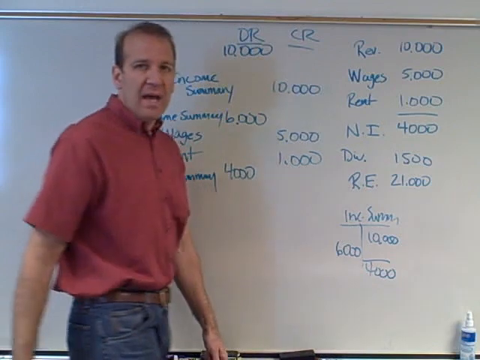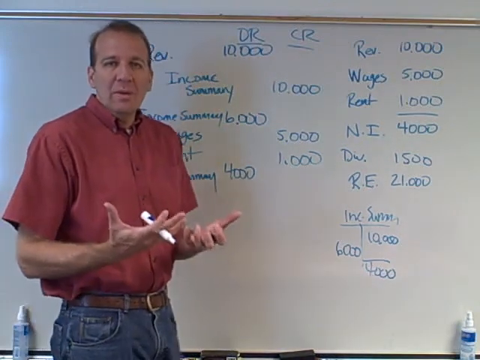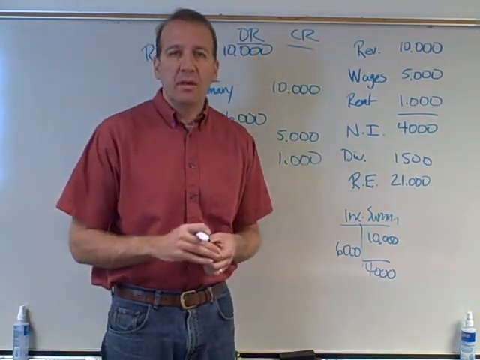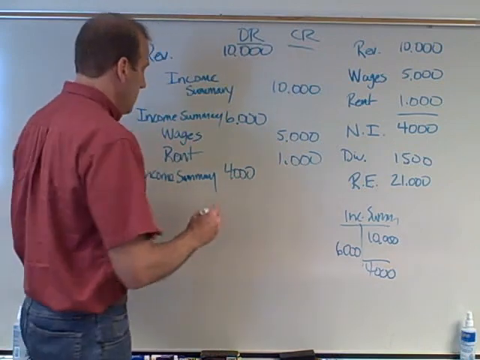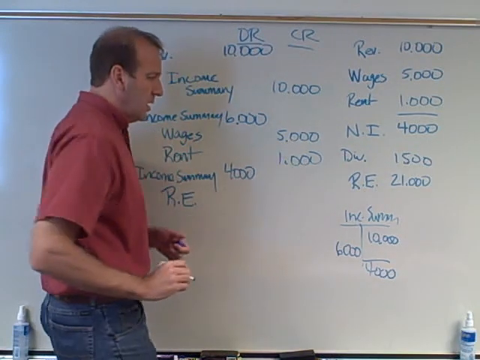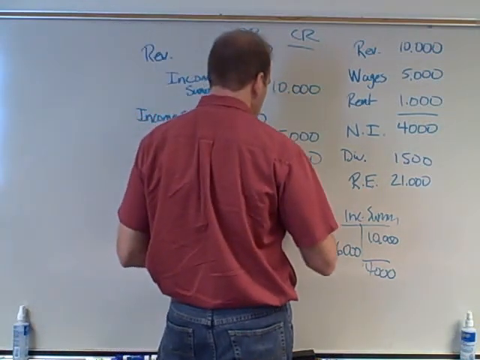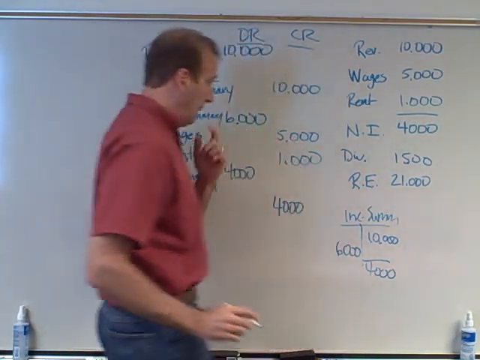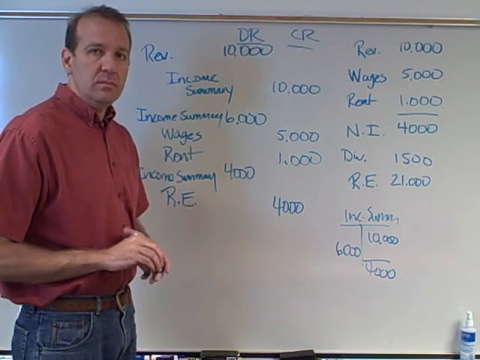Now, where do we put that? Well, who owns this profit? Well, the owners own the profit. So we're going to put it in, I'm going to abbreviate here, retained earnings, RE. So I'll just move it right over there. And there's our retained earnings.